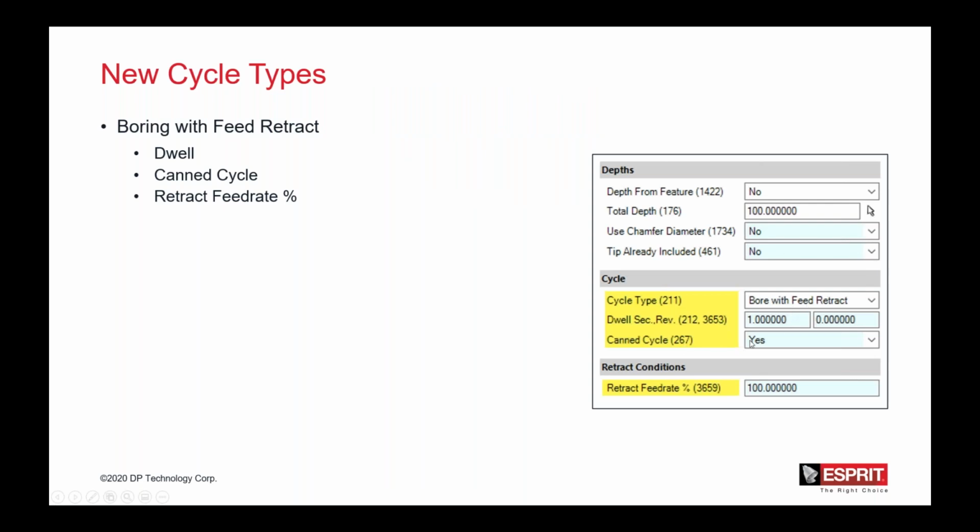You can set all of these boring cycles as cam cycles if your machine has the capability. And then you can set a dwell for once it gets to the final depth, dwell before it retracts. And then this retract for feed rate percentage is basically, you can set it as a percentage of the defined feed rate. So whatever you set the operation feed rate, you can say, okay, I want to retract at maybe 200% of that defined feed rate. So it's still a feed move, but it's a little bit faster than what you were actually boring at.